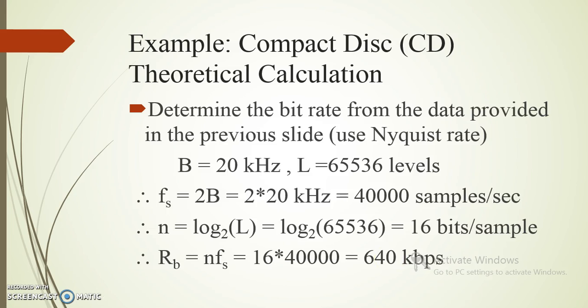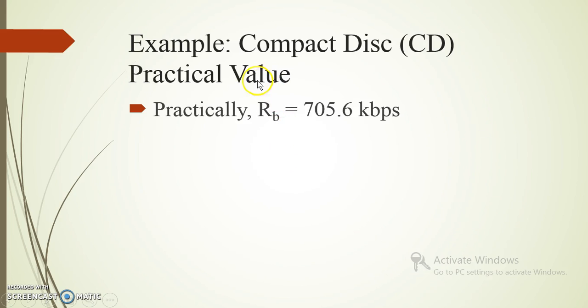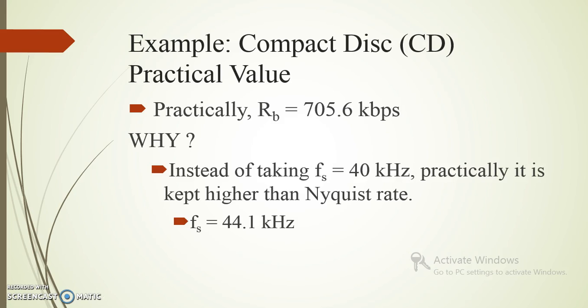But really speaking, practically, if you see the textbook, it is around 705.6 kbps. Now the question is why it is so. The reason is very simple: instead of taking the sampling frequency exactly equal to the Nyquist rate, they keep it greater than the Nyquist rate, that is greater than 2B. Practically they take it around 44.1 kilohertz. Now the question comes back: why do they keep it greater than 2B? What happens if it is equal to 2B?